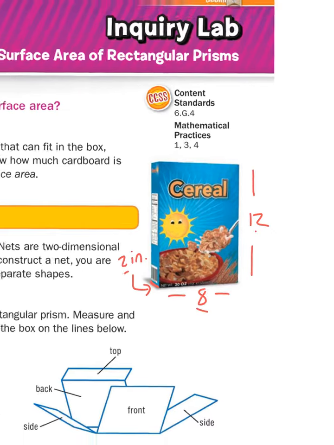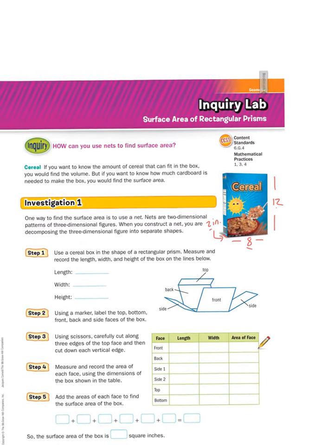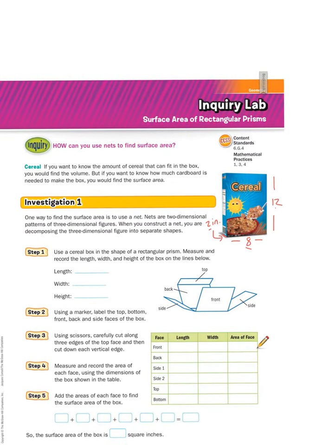And now we're going to write those down here. So step one, we're not using a cereal box, we're just going to write those dimensions. We'll say the length is 8, the width is 2, and the height is 12.